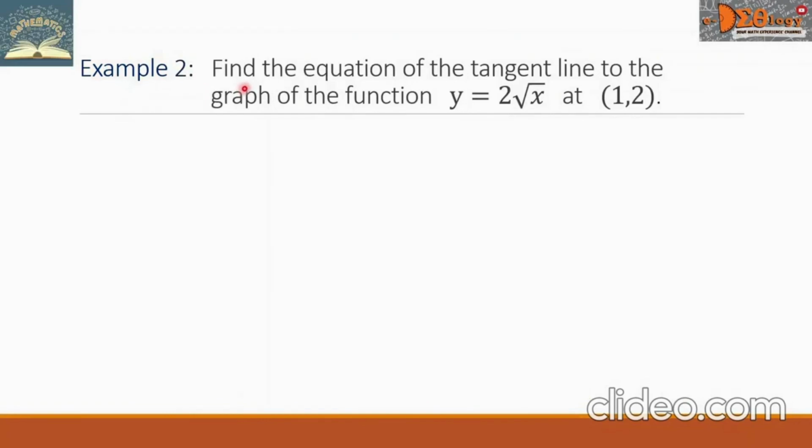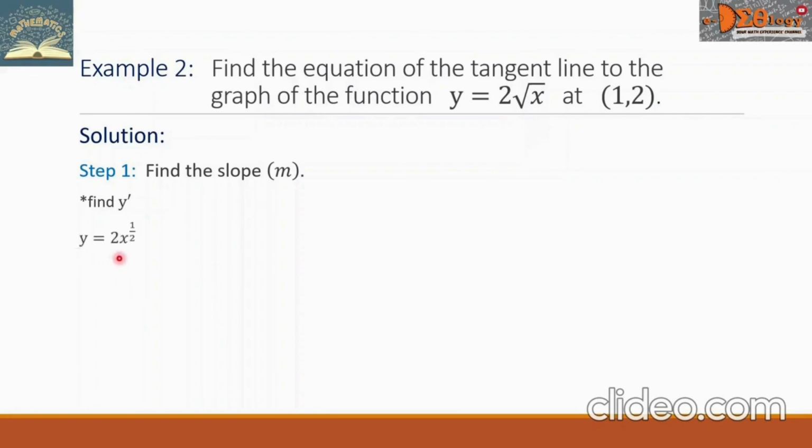Example 2. Find the equation of the tangent line to the graph of the function y equals 2 square root of x at the point 1, 2. Step 1. Let us find the slope, which is m. First, let us take the derivative. In our function here, it is given in radical. Let us rewrite this function into x with rational exponent. So we have y equals 2x raised to 1/2.